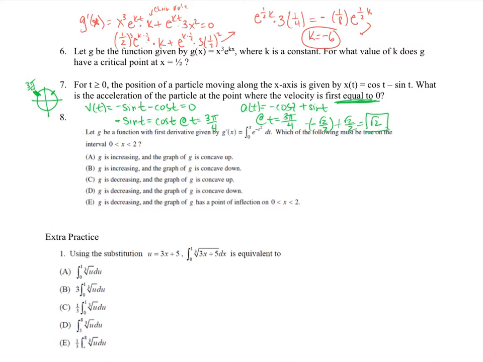Okay, let g be a function with first derivative given by g prime is equal to the integral from 0 to x of e to the t squared dt. Which of the following must be true on the interval from 0 to 2? Well, let's take a look.